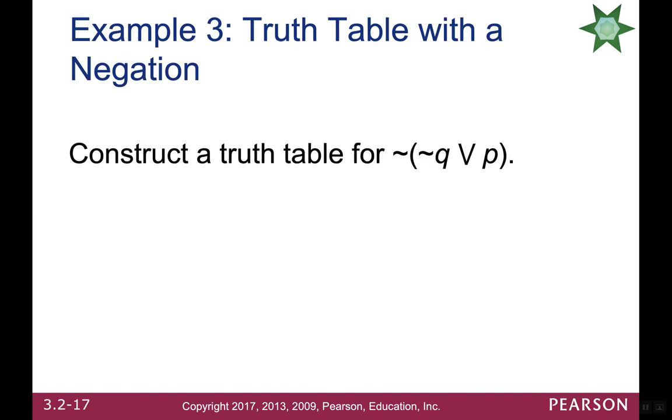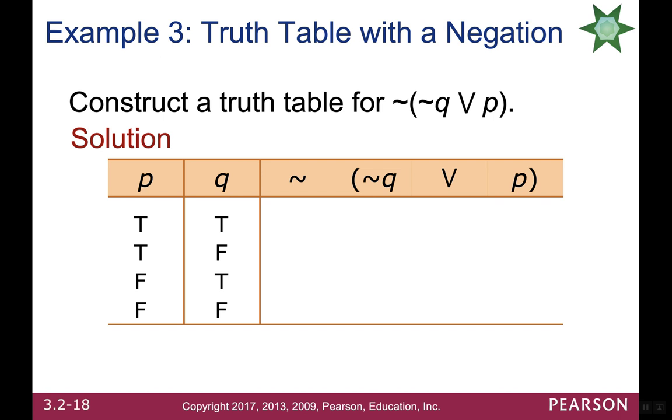So, for example, here is a truth table with the negation. Construct a truth table for not, parentheses, not Q, or P. To do that, we construct a truth table for P and Q. So again, let's use Beth and Mary. Beth has brown hair. Mary has white hair. So P is Beth has brown hair, and Q is Mary has white hair.